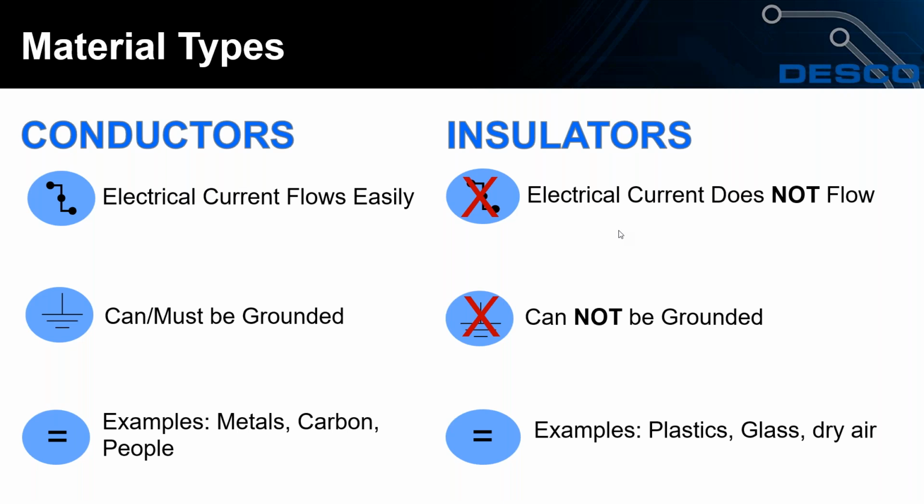So the reason why insulators are bad is because they can't be grounded. And so they will not allow electrons to flow across them. So in order to ground away a charge, the electrons have to flow across it and go to ground. So insulators are bad all the way around. And there's various ways of dealing with them that we're going to talk about. So again, it might be plastics, glass, dry air, things like that.